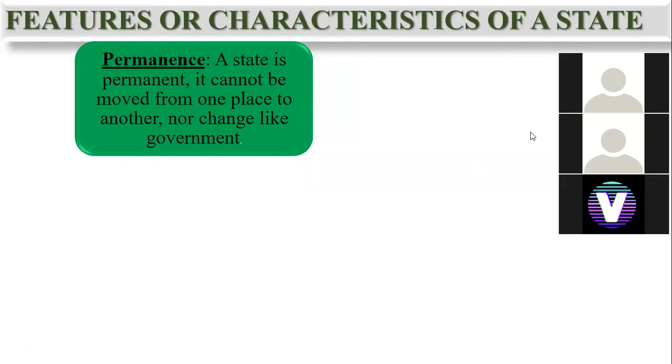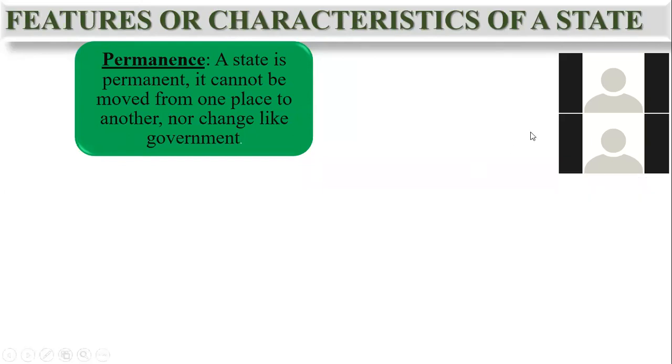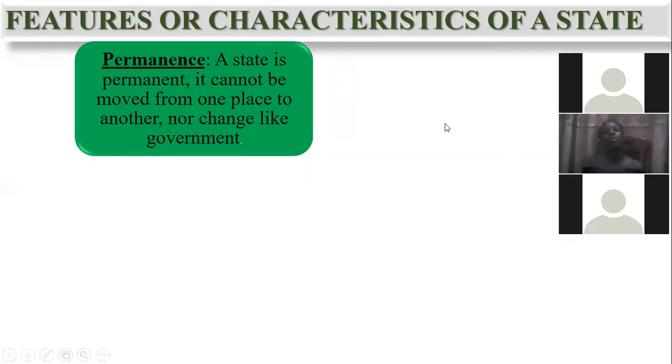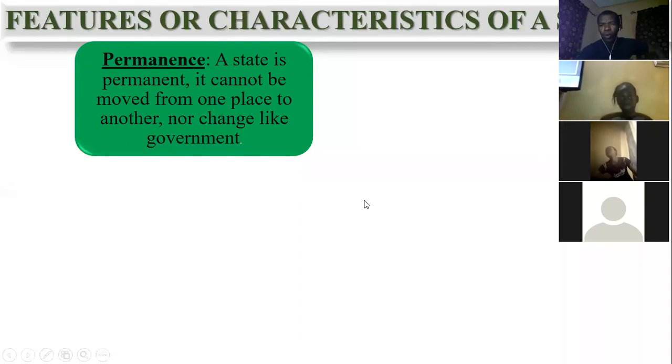Okay. I believe all of you understand what is meant by permanence as a characteristic of a state. In simple terms, a state does not change like government that changes. A state is permanent. Nigeria has been where it is, and Nigeria will continue to be where it is. Nigeria will not move from one place to another. That is a characteristic of a state.